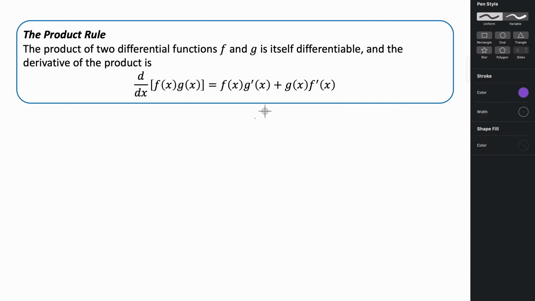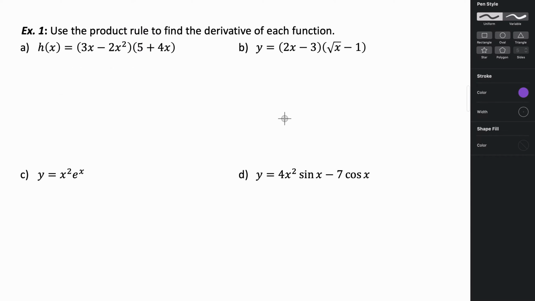Now, because this is a sum, the order in which you add these two terms doesn't necessarily matter as much because we have the commutative property in addition. So let's go ahead and try a couple of these. So we're given h of x is a product of these two polynomials. So let's find the derivative h prime of x.